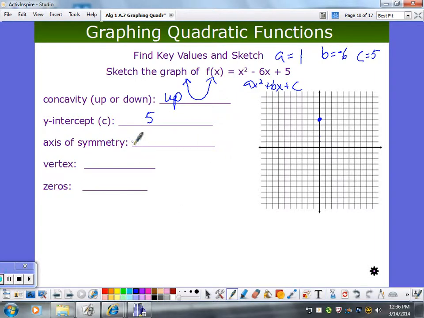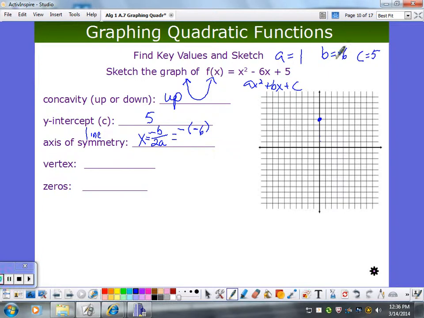Alright, now, axis of symmetry. X equals negative b over 2a. If you forget the x equals, prepare to get the question wrong, because this is a line, and if you just give me a number, you are not giving me the equation of a line. That x equals is really important. Let's find out what this number is. Negative b. So negative, what's b?